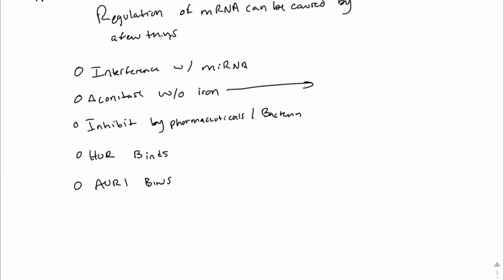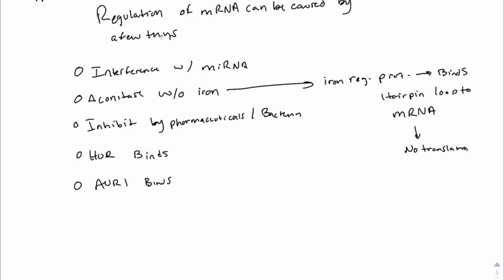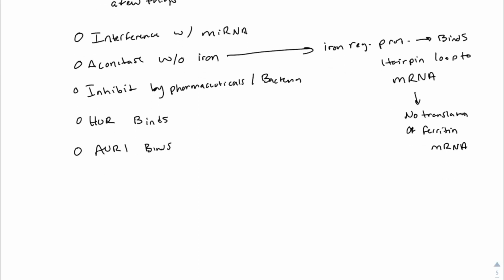I just want to go a little bit deeper into a kinase without iron. Now, iron regulatory protein is made from a kinase without iron. This binds hairpin loops in the mRNA. And these hairpin loops don't allow the translation of mRNA to happen. So if you don't have translation, you don't have a gene, right? So you don't even have a protein. You don't have a peptide, no nothing. So no translation of ferritin mRNA.